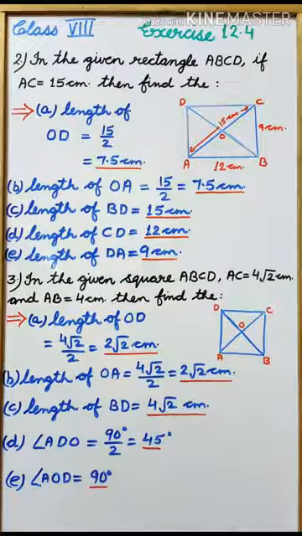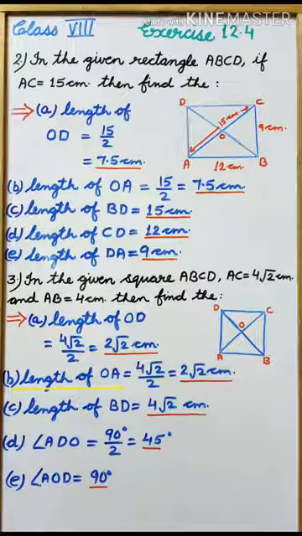Now question 3 is, in the given square ABCD, AC is equal to 4 under root 2 centimeter and AB is 4 centimeter. Then find (a) length of OD. In a square, diagonals are equal and bisect each other. So length of diagonals AC and BD is the same, 4 under root 2 centimeter. And length of OD is just half of 4 under root 2 centimeter, that is 2 under root 2 centimeter.